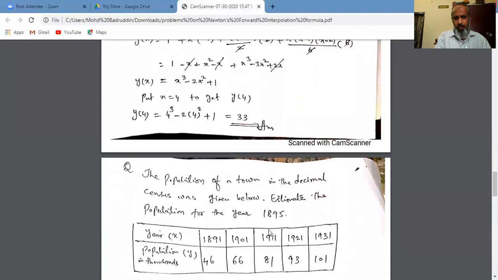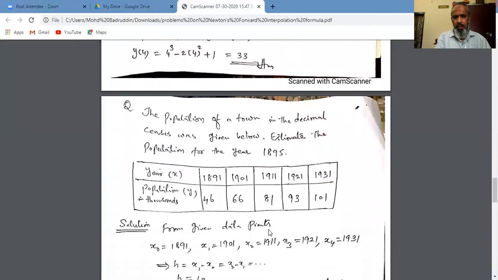Now another problem: the population of a town in the decimal census was given below. The census is taken every 10 years, so in the census we have to determine the population of the country every 10 years. So this is the census population data. Estimate the population for the year 1895. So in 1891, the population is 46,000. It is given in thousands.